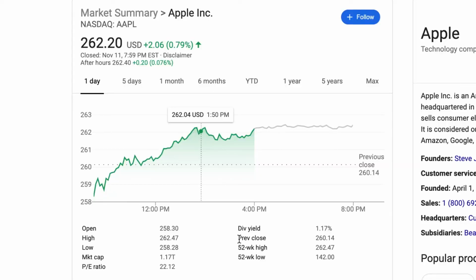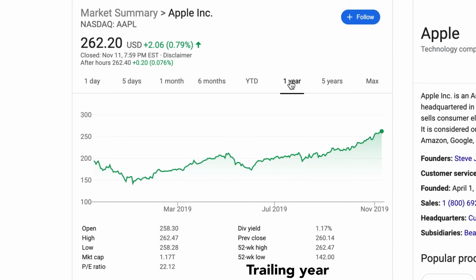Then you got the previous close, which is the price the stock closed at the day before the market was last open. The 52-week high and 52-week low tell you how high or how low the price of the stock got in the last 52 weeks, or the trailing year. This gives you a better idea of whether you're buying closer to the bottom or closer to the top. Ideally, you want to buy low.